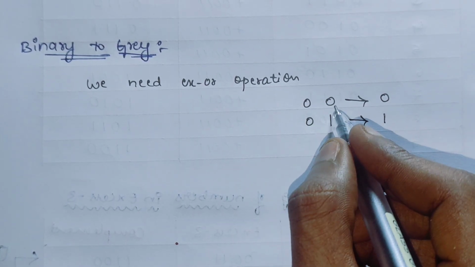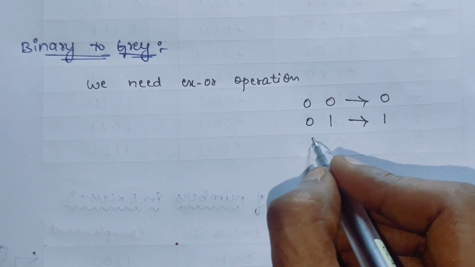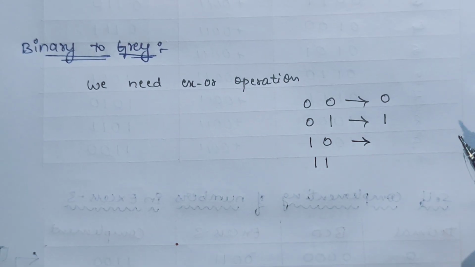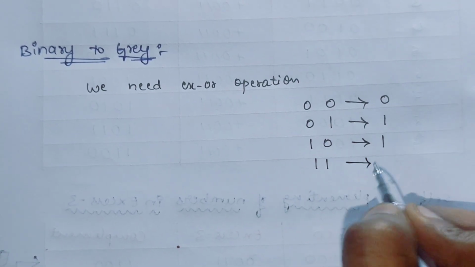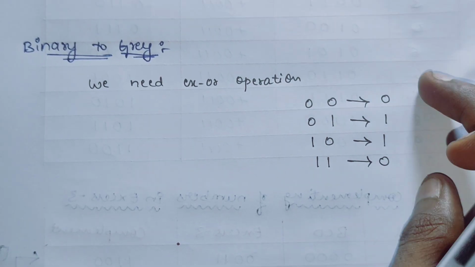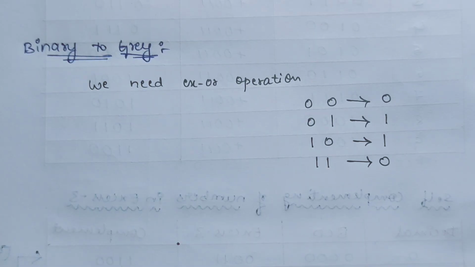So for 0, 0, you get 0. For 0, 1, you get 1. Same for 1, 0 and 1, 1. If the inputs differ, we get 1 as the output. If the inputs are the same, then we get 0 as the output. We use this pattern while converting binary to gray. Let's take an example for this.